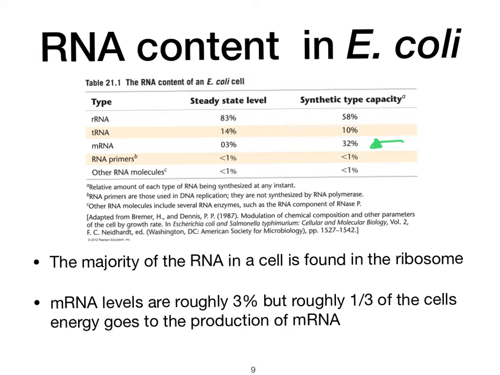So the majority of the RNA in the cell is the rRNA, but the majority of the synthetic capacity, roughly a third of the cell's energy, goes to mRNA. So it tells us that mRNA is not very stable, but requires a significant amount of energy in order to create it.